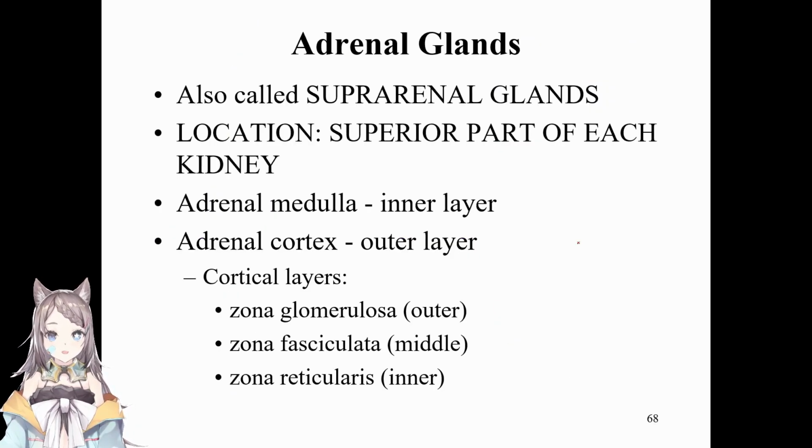Next, you have your adrenal glands, also called your suprarenal glands because they are superior to each kidney. We have two major parts, your adrenal medulla and your adrenal cortex. The medulla is the innermost layer while the cortex is the outer layer. Your cortical layers are divided into zona glomerulosa, zona fasciculata, and zona reticularis. Please read on what hormones are secreted by each.